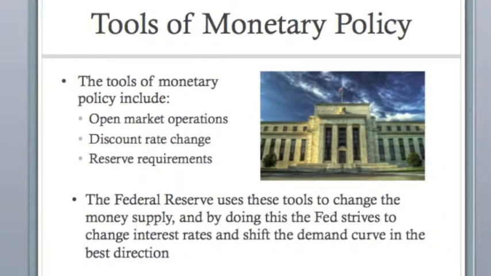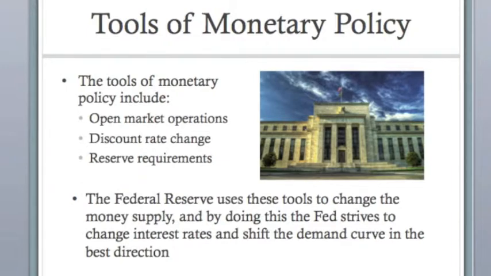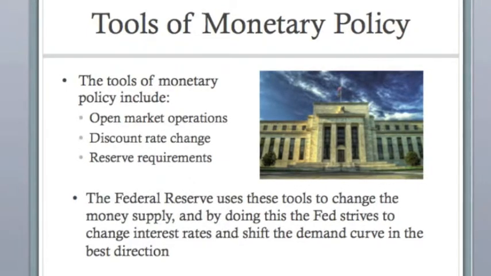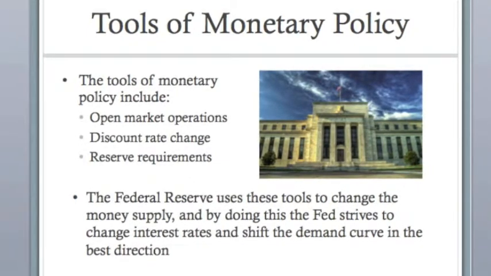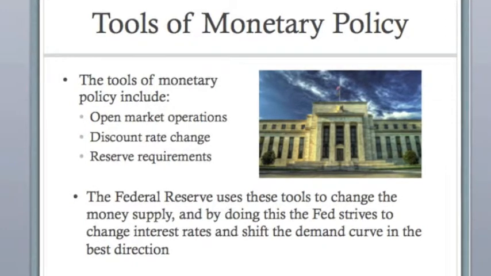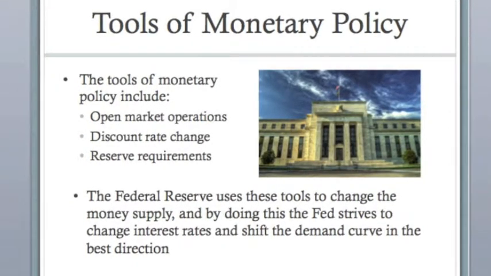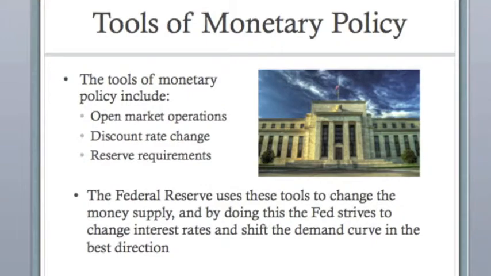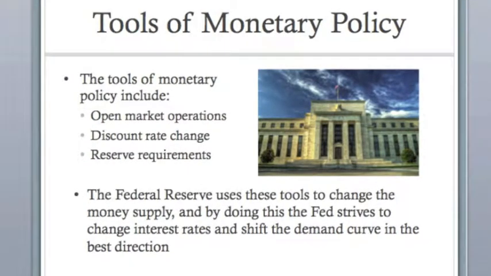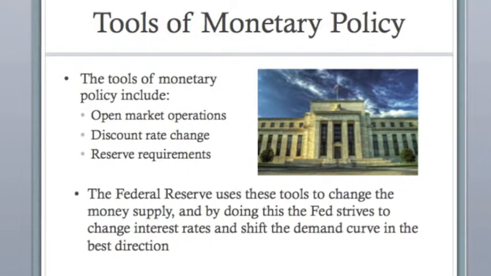Monetary policy. The tools of monetary policy include open market operations, discount rate change, and reserve requirements. The Federal Reserve uses these tools to change the money supply, and by doing this, the federal government strives to change the interest rates and shift the demand curve in the best direction.